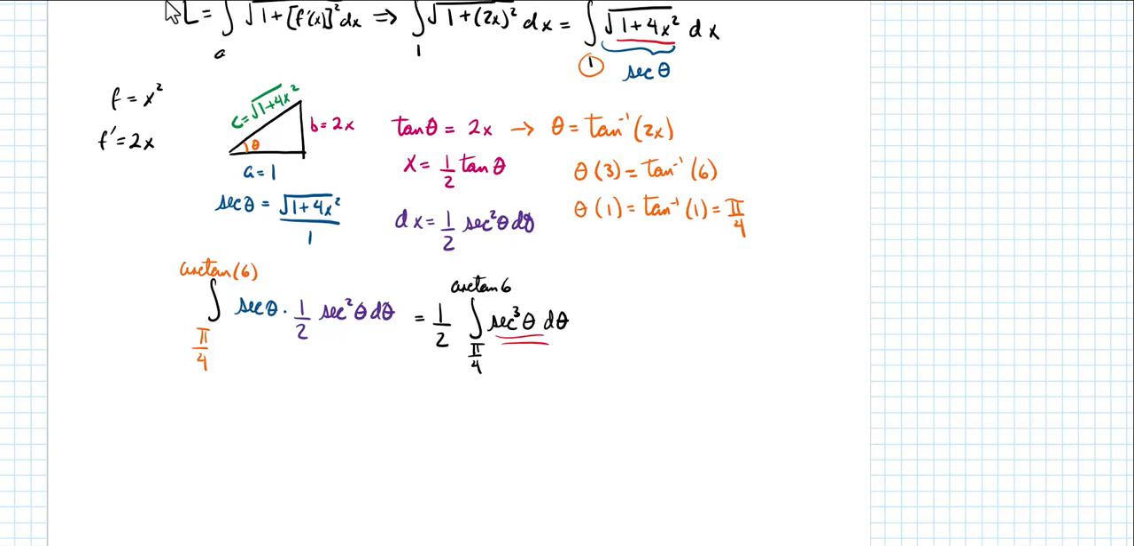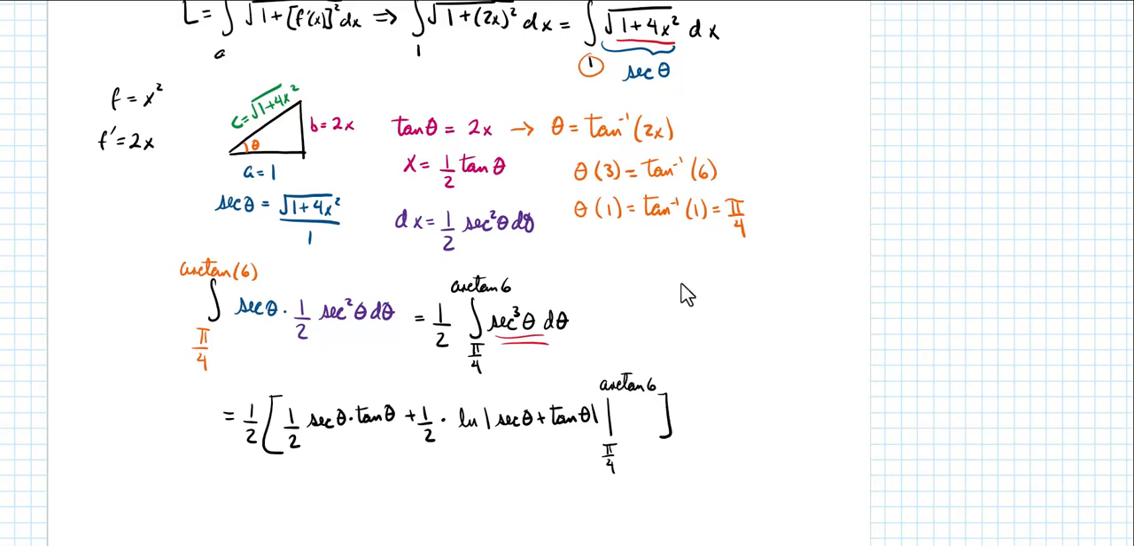So I'm just going to go ahead and take the results that we got from our previous lecture. It's going to be the following. We're going to have here a 1/2 times a 1/2 times the secant theta times tangent theta, plus 1/2 times the ln of the absolute value of secant theta plus tangent theta. And we are going to be evaluating all of this at pi over 4 and the arctan of 6.